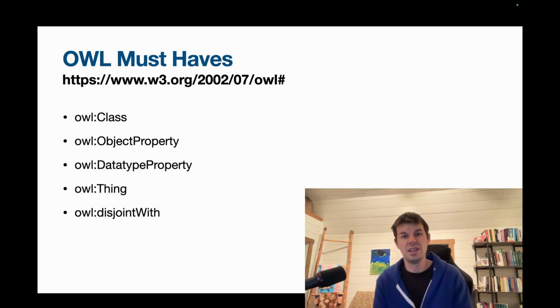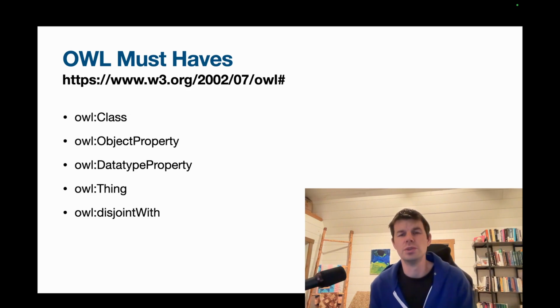Then we have OWL thing. OWL thing is the most generic class in the OWL class hierarchy. Everything is an instance of thing. You know, the computer is a thing. Donatello is an instance of thing. Every OWL class should be a subclass of OWL thing. You don't even have to explicitly state it. It's just provided. This is your most generic top level class.